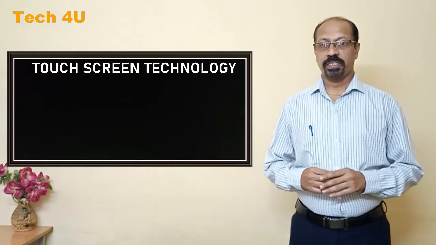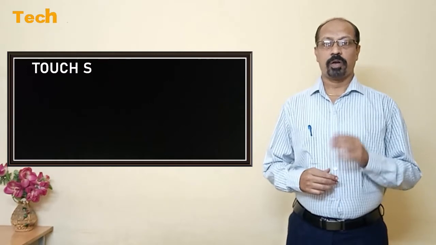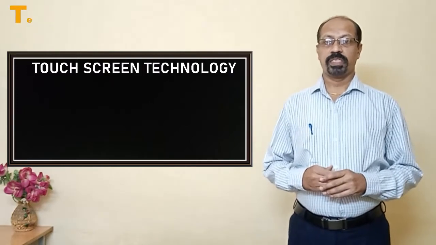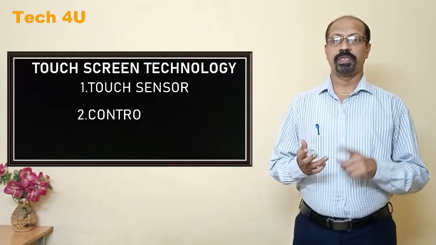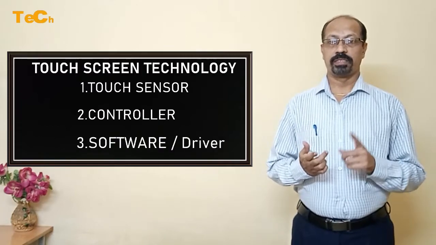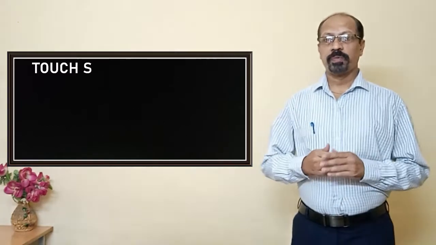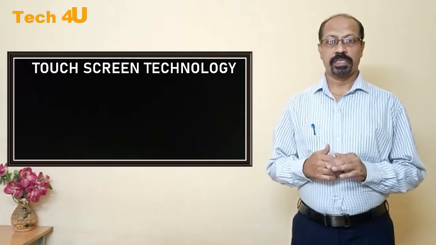A basic touchscreen has three main components. The first one is touch sensor, second one is controller, third one is the software. Now I am going to explain the first component, that is touch sensor.